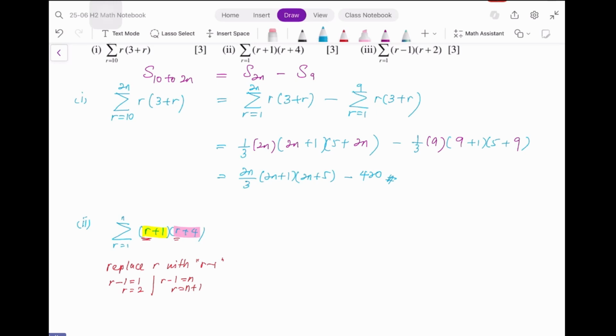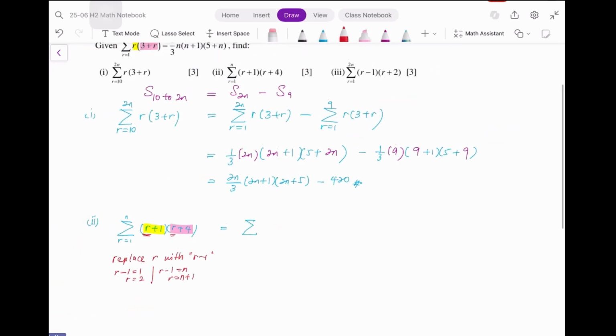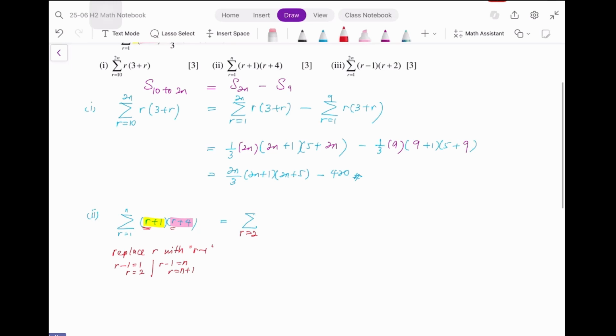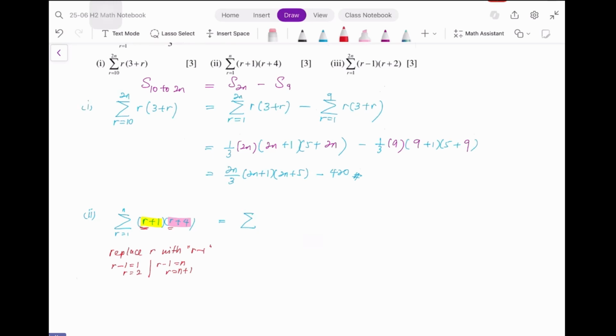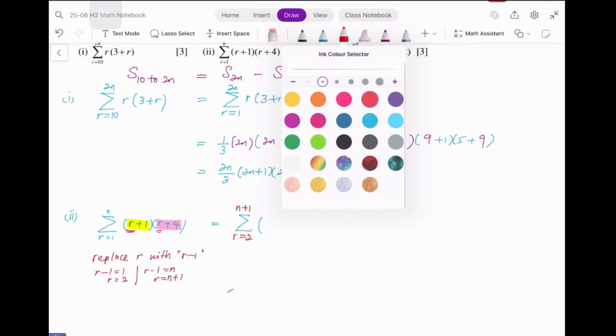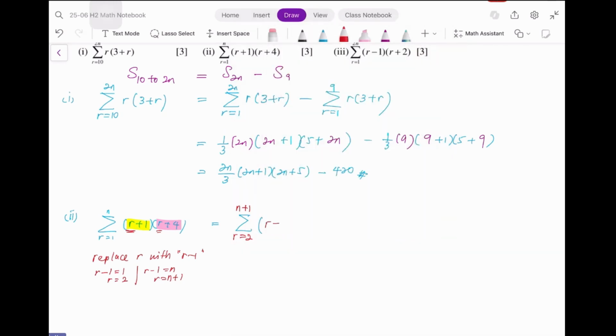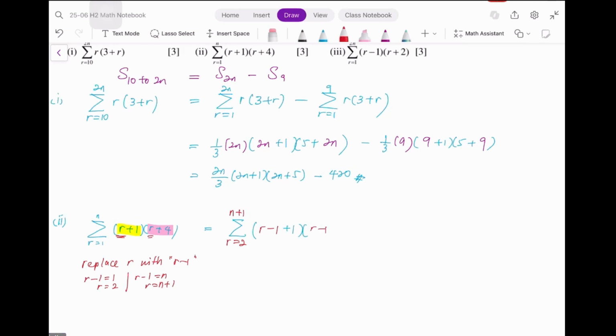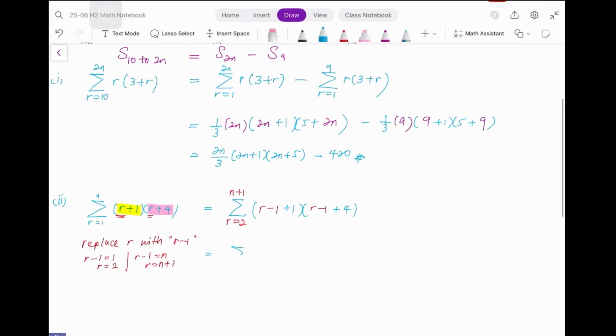Then we change the expression together. So here we start with r equals 2 to r equals n plus 1. Okay, so change the limit. And then we will do like this. Replace r with r minus 1. Okay, something like that. And then at the end of the day, we will see r from 2 to n plus 1 of r plus 3, which is exactly the expression that we got from the beginning.